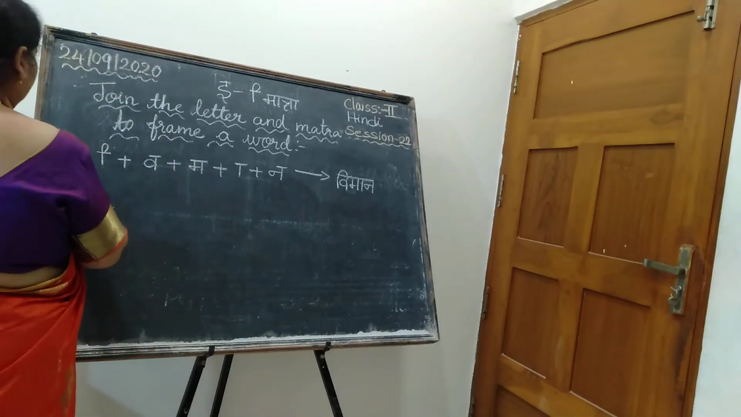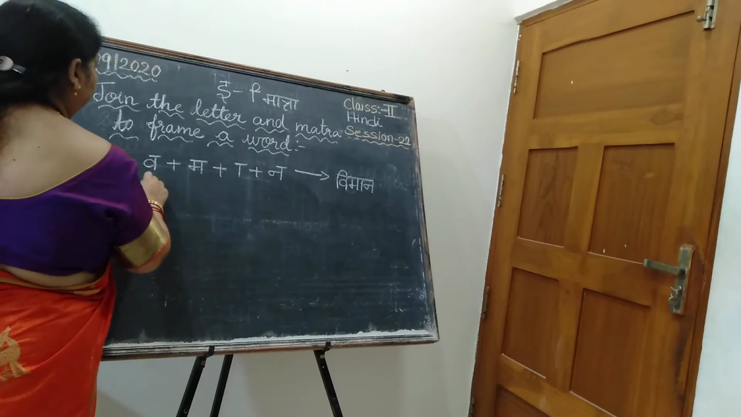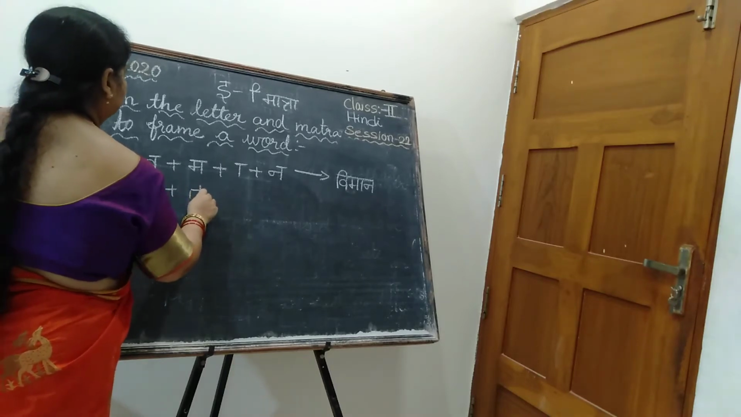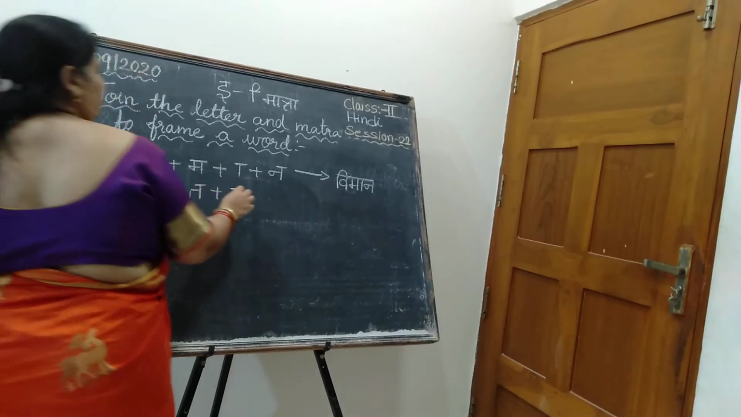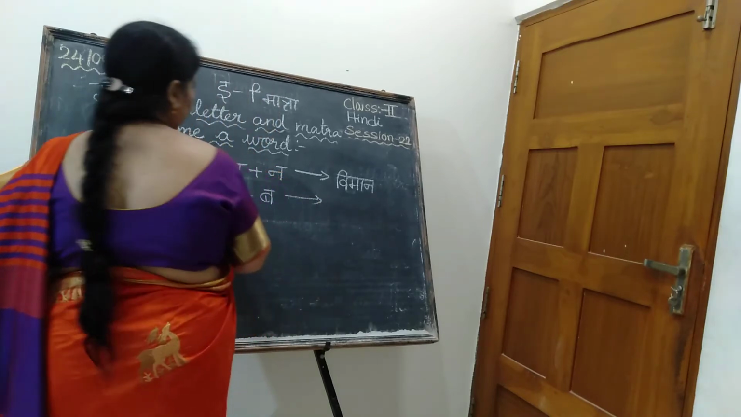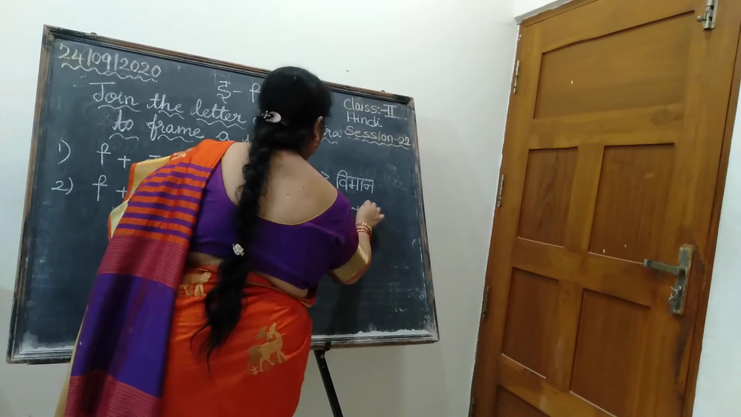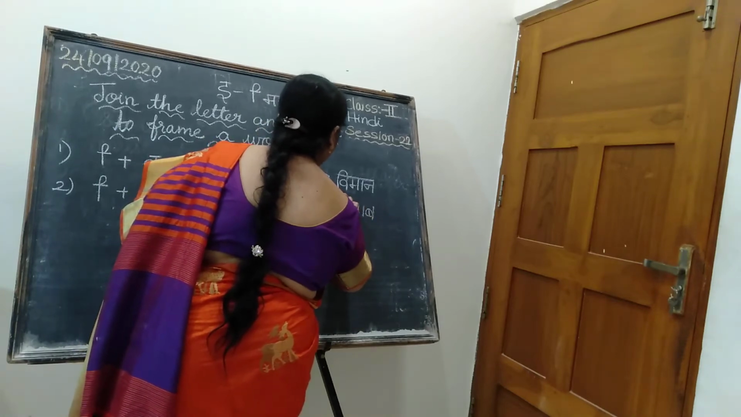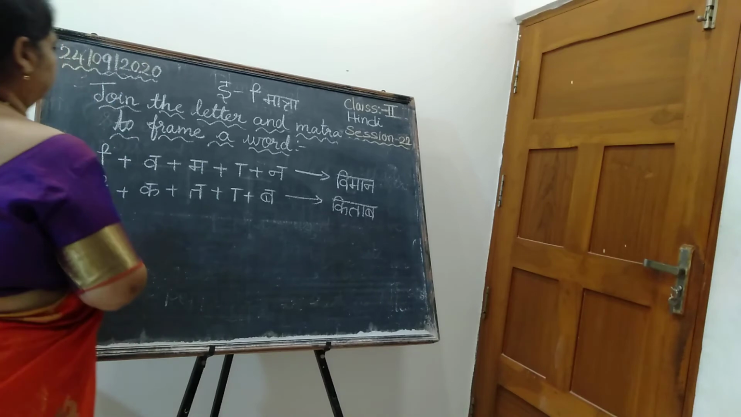Number 2, Kitab. Choti ki matra plus ka plus ta plus a matra plus ba. Now leave one line and write. Okay, so what is this? Kitab. Write on the line. Kitab. Don't write between the lines. Okay, Kitab. Third one.